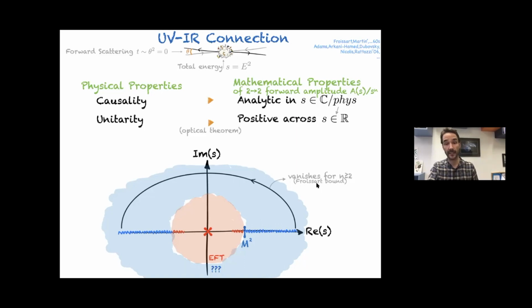Because of analyticity, we can deform this into a contour that actually interpolates between the UV, the blue, and the effective field theory. So it's a mixed contour. And the beautiful thing now is that because of unitarity, that implied positivity across the real axis, we know that the integral on this part is positive. This is all more or less well known.